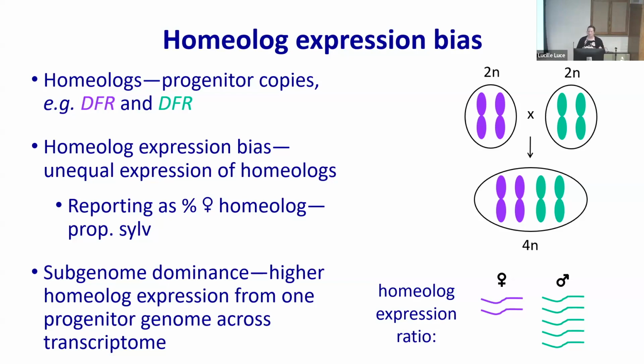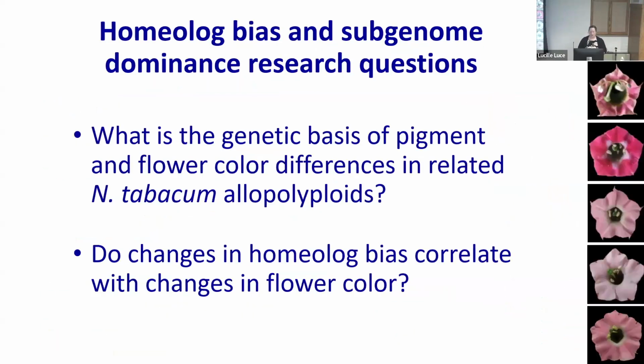Okay, so my questions for this story are, what's the genetic basis of the pigment and flower color differences that we observe in these tabacum allopolyploids? And do those correlate with homolog bias differences in the polyploids? So do we see that these flower color differences are associated with homolog bias differences?